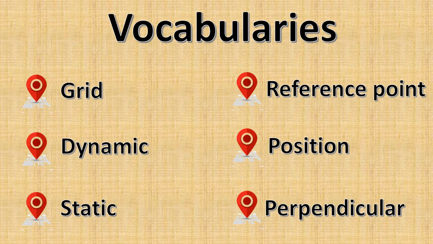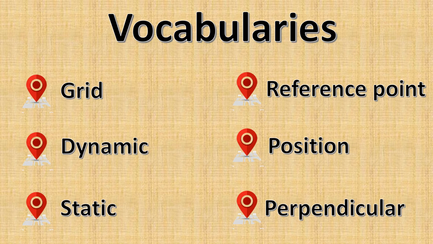These are the vocabularies that we're going to use in this topic. Number one is grid. Let us spell the word grid. Grid is G-R-I-D, grid. Next will be dynamic, D-Y-N-A-M-I-C, dynamic. Next is static, S-T-A-T-I-C, static. Next word is reference point.